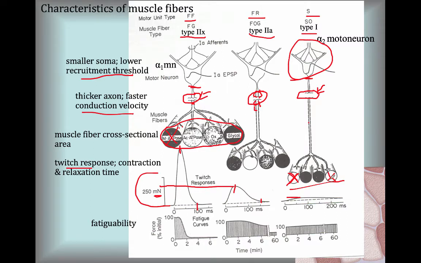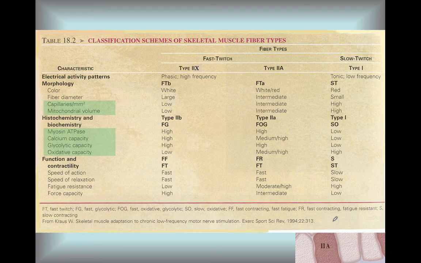The type 1s rely on aerobic energy metabolism, and so it takes much longer for them to fatigue. And then the 2As are intermediate in terms of fatigability. So again, there's a lot of information here, and you should know this chart. You should understand it, starting with the differences in the motor neurons and working down to morphological differences in the muscle fibers and then functional differences.